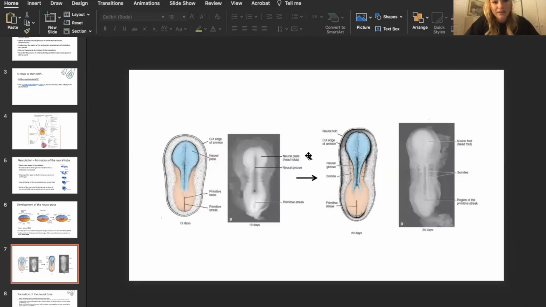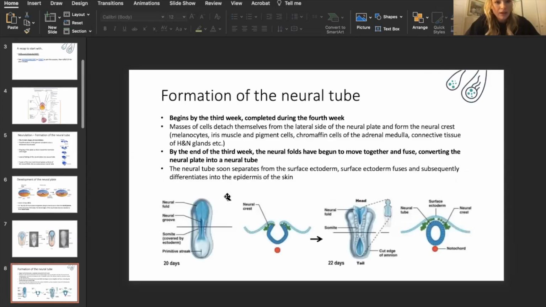So this is a nice image which just shows it in real time, basically. So you can see the neural plate there, and you can see the thickening of the neural groove down the central line there. And we'll come to this at a later point in the lecture, but there's somites you can see on this image here that form alongside this neural groove as well. So yeah, like I said, it begins at the start of the 3rd week and it's completed during the 4th week.